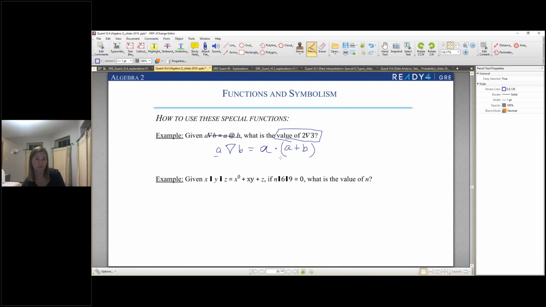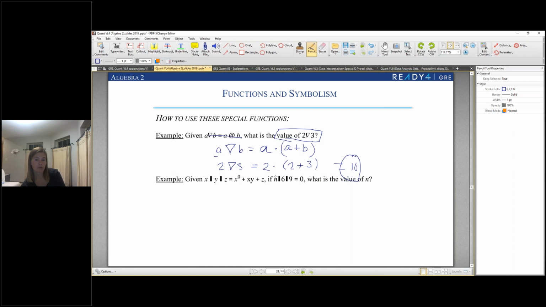So 2 triangle 3 is going to be equal to, we're going to put a 2 in for all these spots. We're going to put a 3 in for all the B spots. So 2 triangle 3 is equal to 2 times 2 plus 3, which is equal to 10. So just put the number in every place that the letter was.